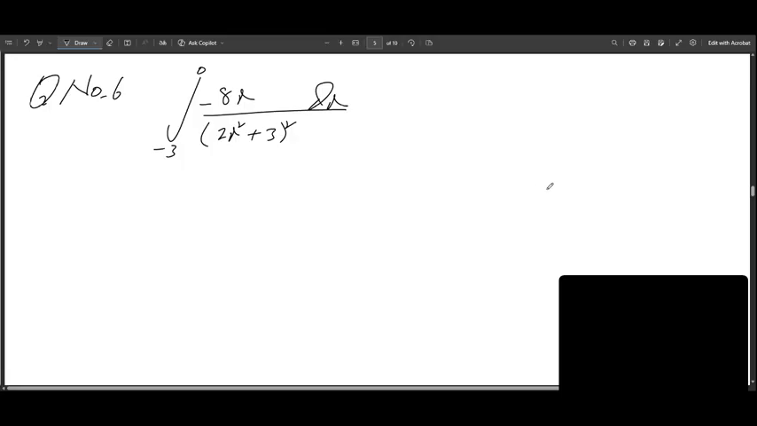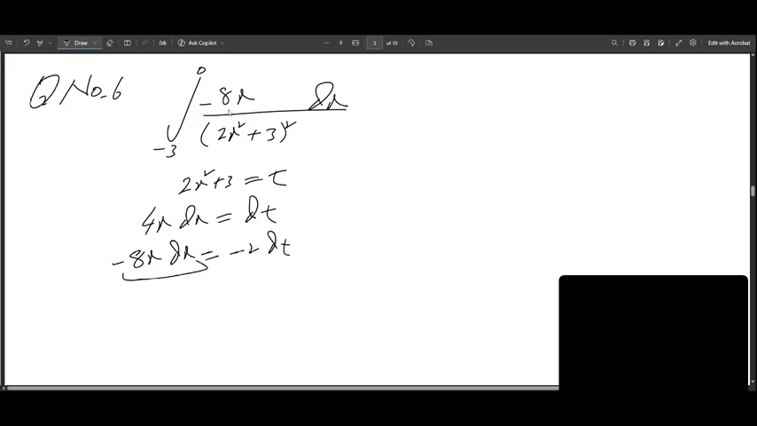In this question, what we need to do again is substitute 2x squared plus 3 equals t. And if we differentiate both sides, it will turn into 4x dx equals dt. But our purpose here is not fulfilled. You can see we have negative 8x here, but we have 4x. So how can we turn it into negative 8x? Very simple. You need to multiply by negative 2 on both sides. So it will turn into negative 8x dx equals negative 2 dt.